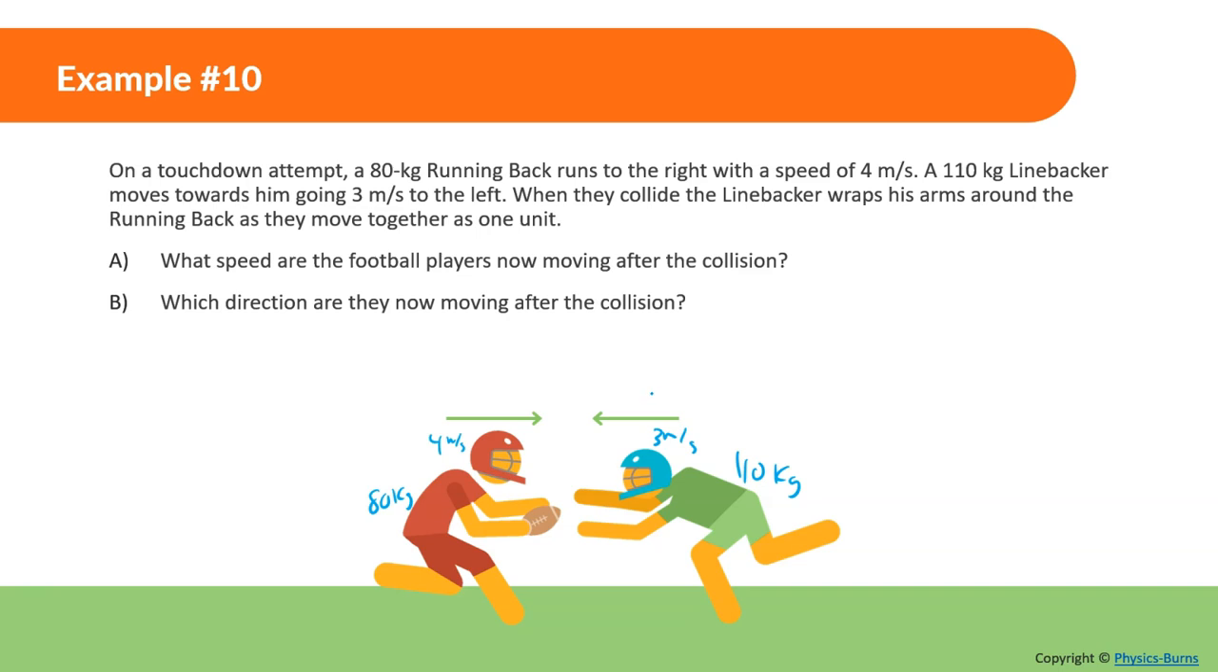What speed are the football players now moving after the collision? Okay, so part A. Let's think about the momentum before and after the collision. Before the collision, we have the running back, which is 80 kilograms, moving to the right at 4 meters per second. Then we have the linebacker, which is 110 kilograms, moving to the left, which is negative 3 meters per second. He wraps around them, moving as one unit, so this is going to be 80 plus 110, going with a certain speed, which we need to figure out.